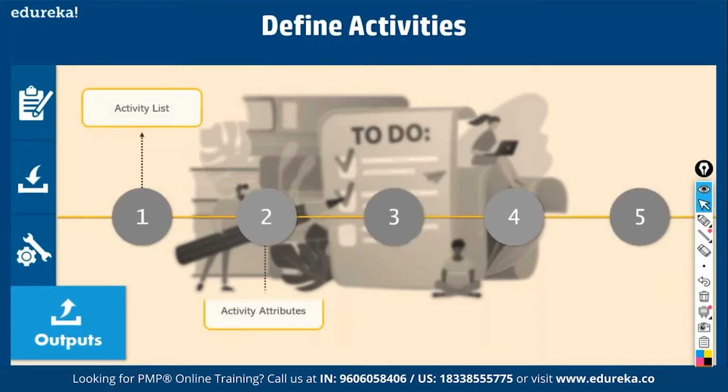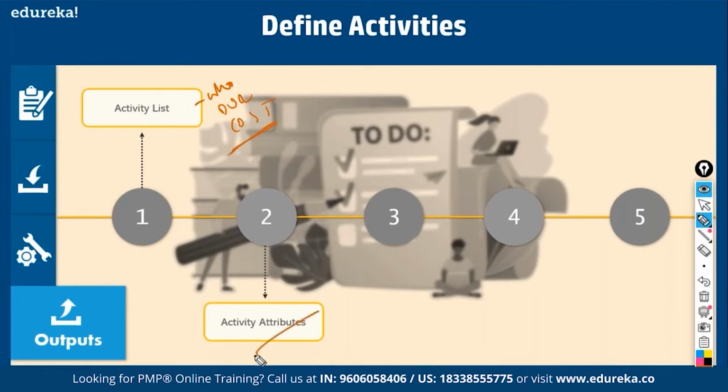That you have to deliver. Then activity attributes. What are the activity attributes? These activities have got a particular set of features. Who should do it? How long it should take? Durations. What are the costs for these activities, right? In what sequence it should be done? Which activities come first? Which should come next? All these are called activity attributes.